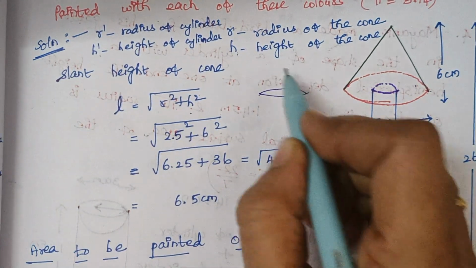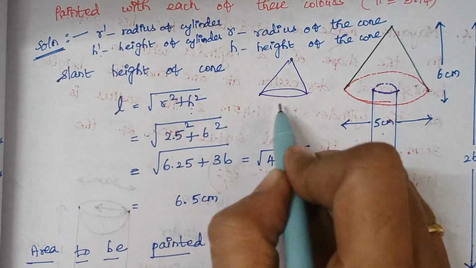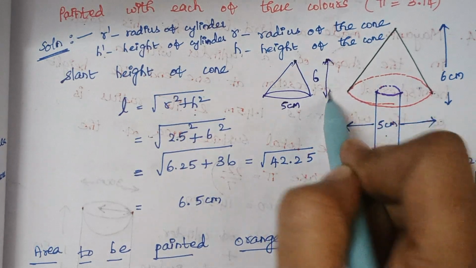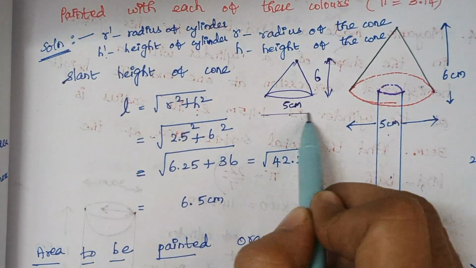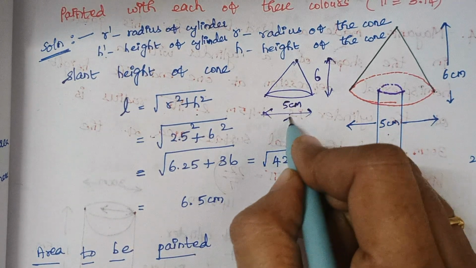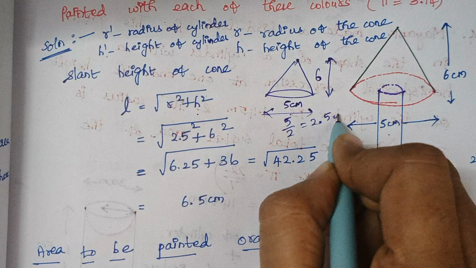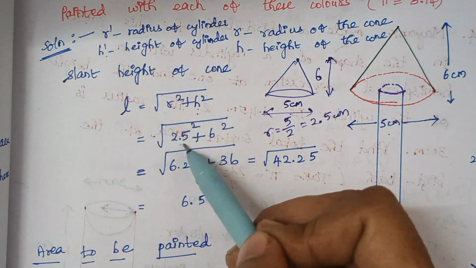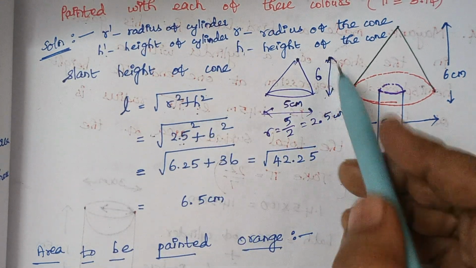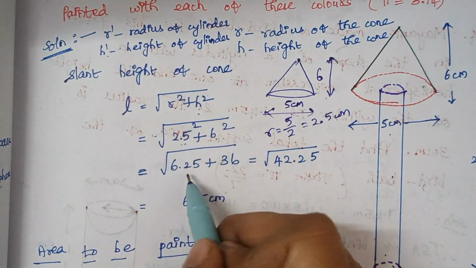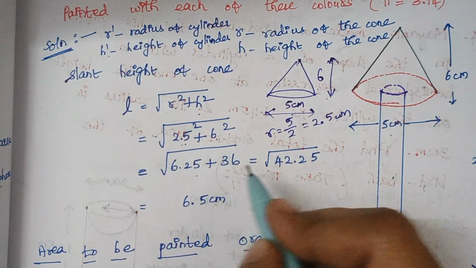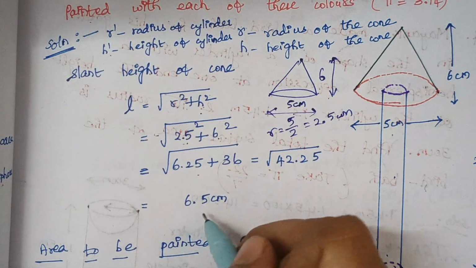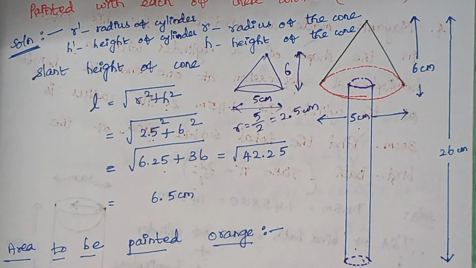Here this is the conical part, and the diameter is 5 centimeters and the height is 6 centimeters. The diameter is 5, so what about the radius? It is 5 by 2, which is 2.5 centimeters. This is your radius. Just substitute 2.5 for the radius and 6 for H. So 2.5 square is 6.25 and 6 square is 36. When you add, I am getting 42.25, and when you take the square root, we are getting the answer as 6.5 centimeters.